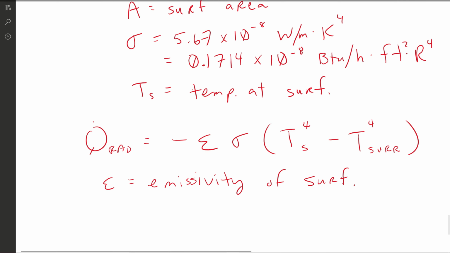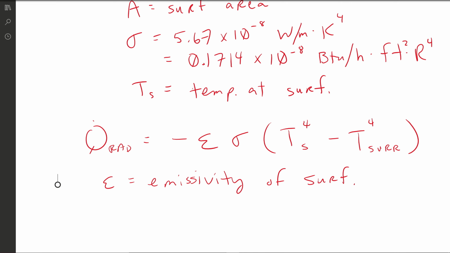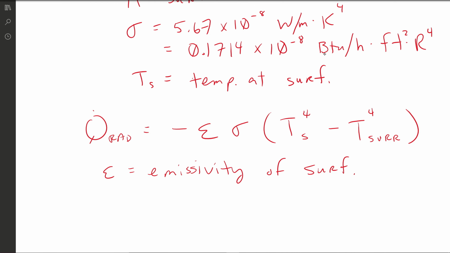So we have the negative sign, and that's used to maintain consistency with the heat transfer sign convention, and that's described later on in this course. And of course we have T sub SURR, and that's just the temperature of the surroundings, right? Because the surroundings are radiating heat to the surface as well.